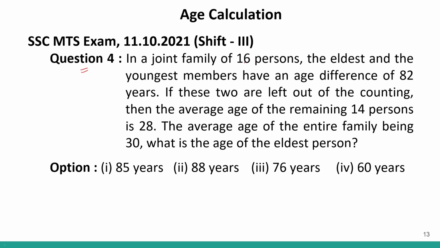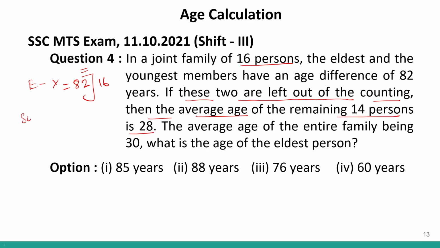In a joint family of 16 people, the eldest and the youngest members have an age difference of 82 years. So I can say that eldest minus youngest is 82, this is given. And total how many people are there? 16 people are there. If these two are left out, then the average age of the remaining 14 persons is 28.